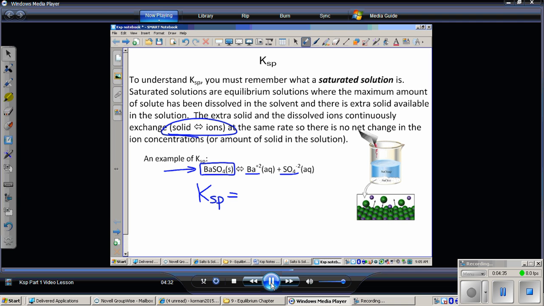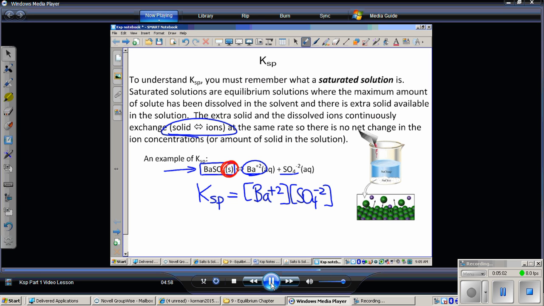So we know that all Ks are products over reactants. So we're going to do the concentration of Ba plus 2. That's our first product here. It's at an exponent of a 1, so I'll leave it as a 1. And then SO4 minus 2 also has an exponent of a 1. Now that's the products, they go on top, and reactants go on bottom, but what have we got here?